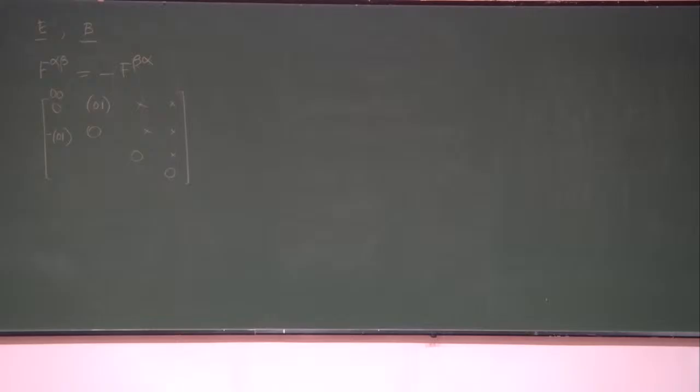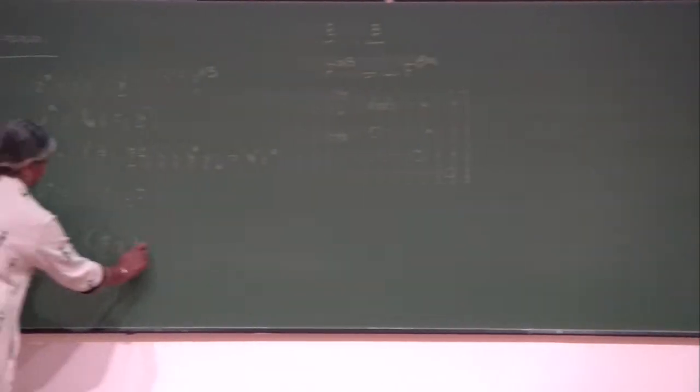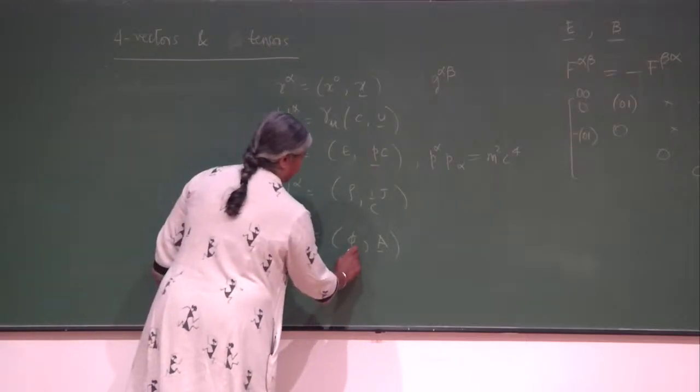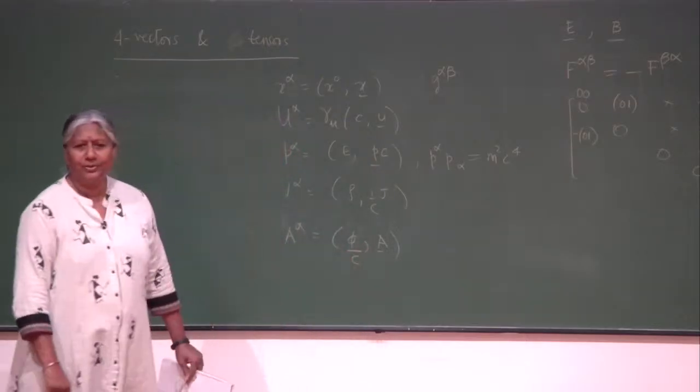So what are the potentials you know about? Vector and scalar. So boom. Can you put them together? How will you put them together in the 4 vector? So can I call it A alpha? I think, okay, fine. I won't swear to it, okay?